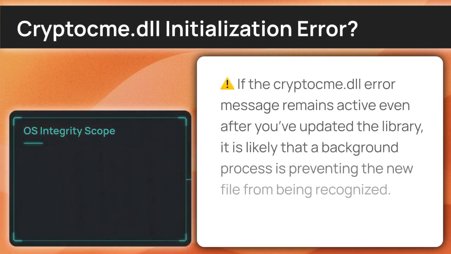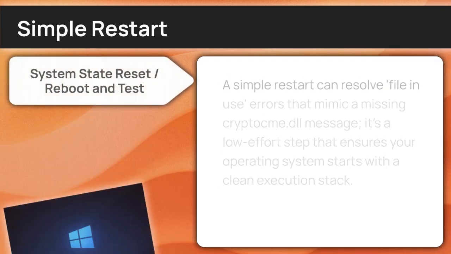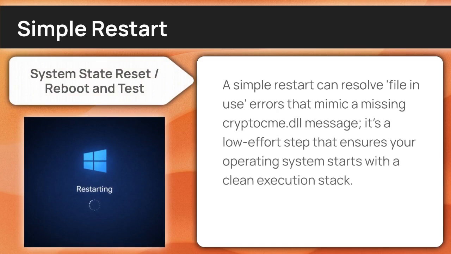Should the reinstallation fall short, the next step is to validate the integrity of your system's startup environment. Performing a restart can determine if the error is just a transient environment glitch. A reboot refreshes your system's path variables and can sometimes reestablish a broken link to the Cryptocme library file.